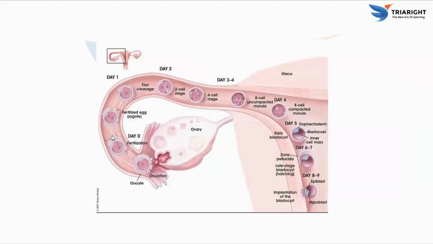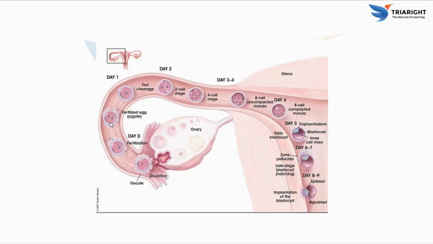So this diagram shows what happens from the moment an egg is released during ovulation until the early embryo implants in the uterus. This whole journey takes about 8 to 9 days. On day 0, ovulation and fertilization take place. In ovulation, the ovary releases a mature egg, an oocyte. This egg enters the fallopian tube, and fertilization happens in the ampulla of the fallopian tube. This is the ampulla. Once the sperm enters the egg, it forms a zygote. This is a new beginning of life.